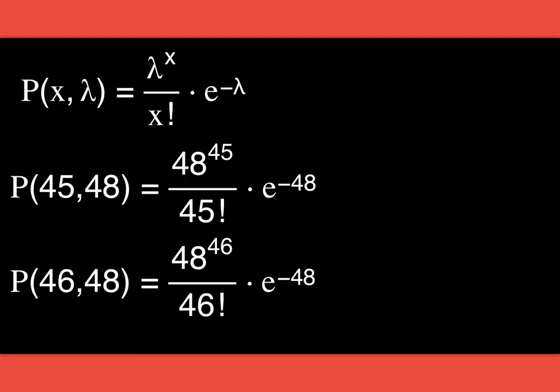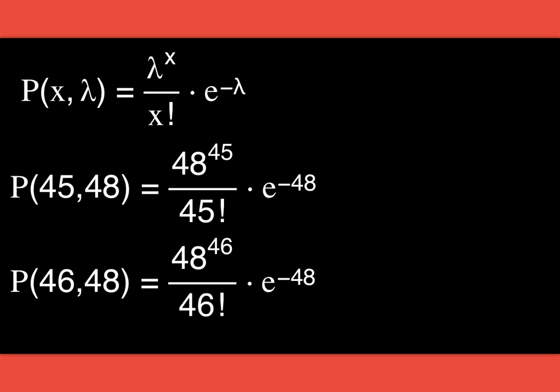Then the process would be like this, right? The formula: this is the probability of there being 45 flaws, 48 to the 45, over 45 factorial, times e to the negative 48. That's a lot of calculating. Then you do it for 46, and then 47, 48, 49, 50, 51, 52, 53, 54, 55, 56. And you keep on going because you could have a lot of flaws in this particular area.